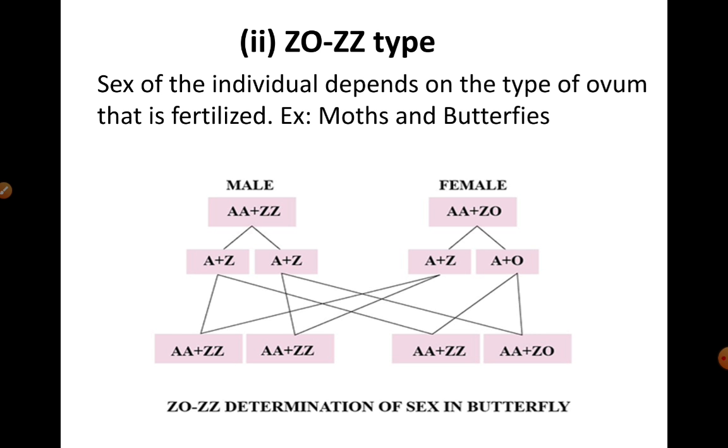At the same time, males will remain homomorphic, so they will have similar type of sex chromosomes. So here, which is heterogametic? Female is heterogametic and male is homogametic. Such kind of chromosomal sex determination we call the ZO and ZZ type of chromosomal sex determination.